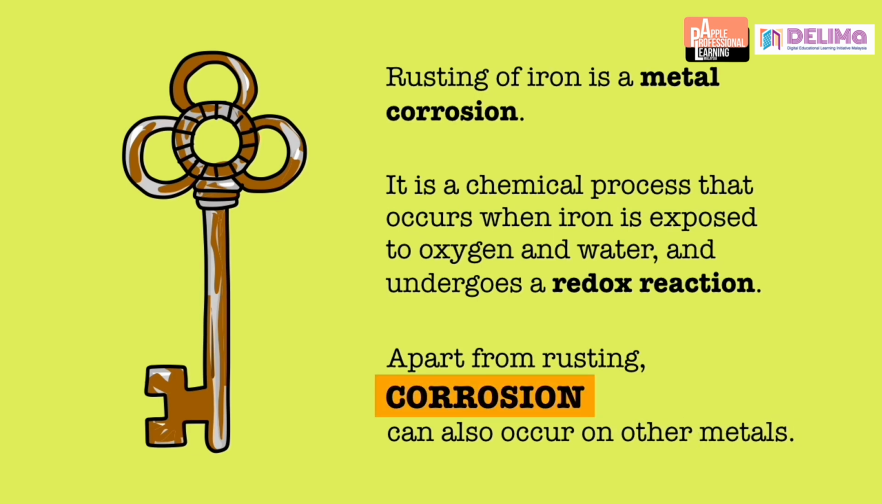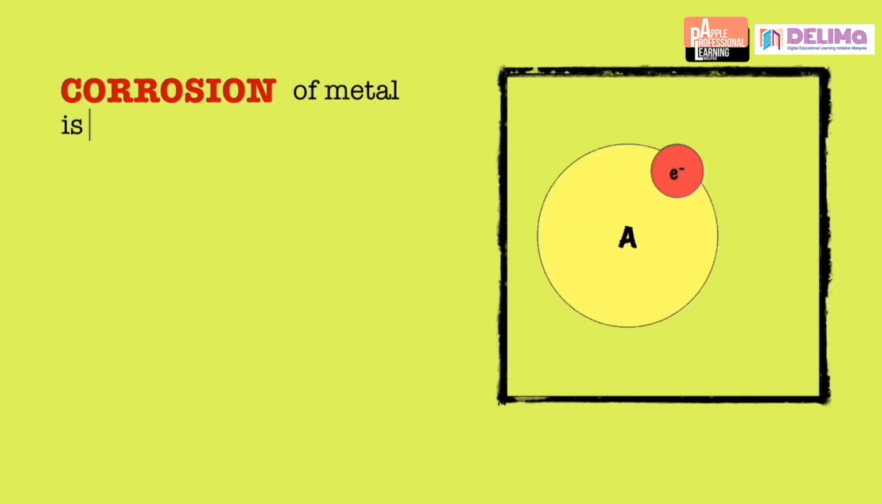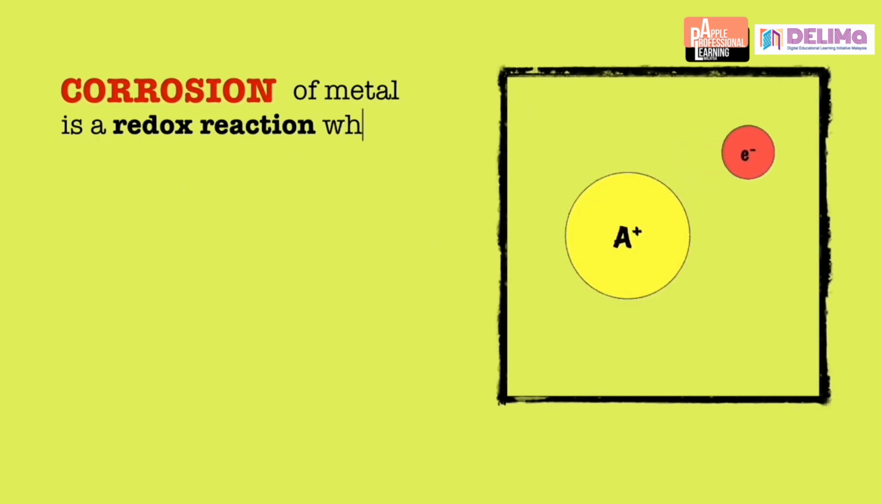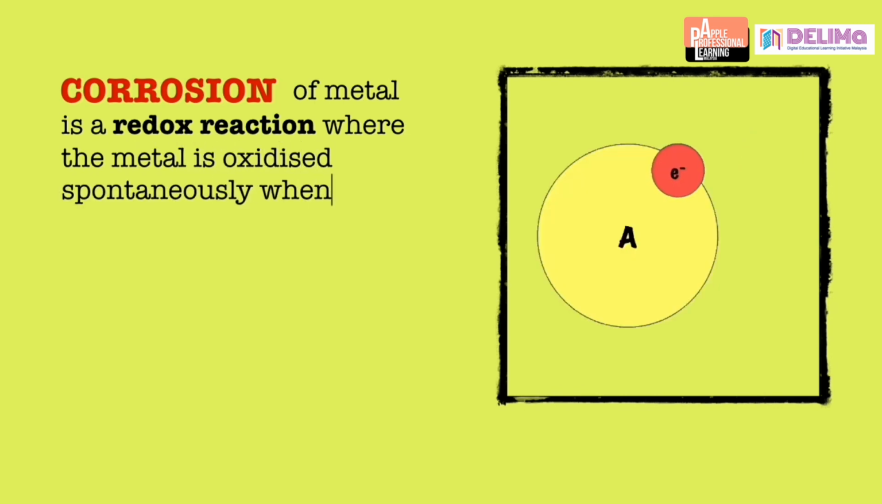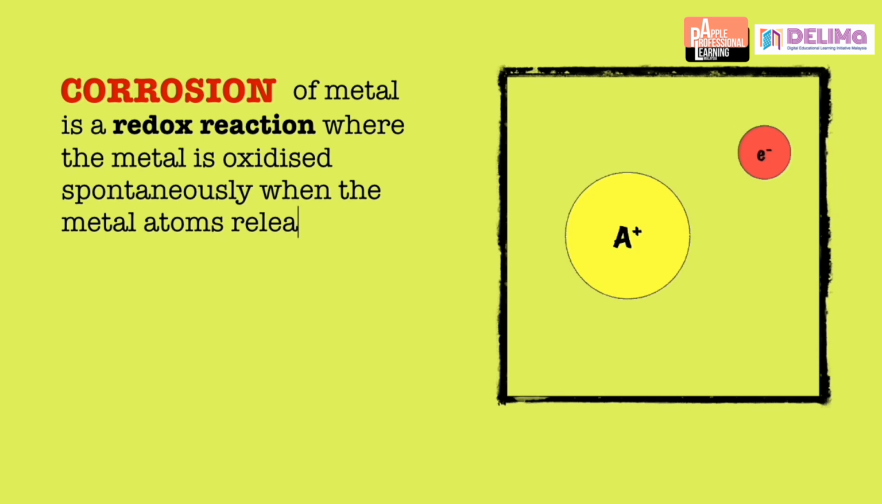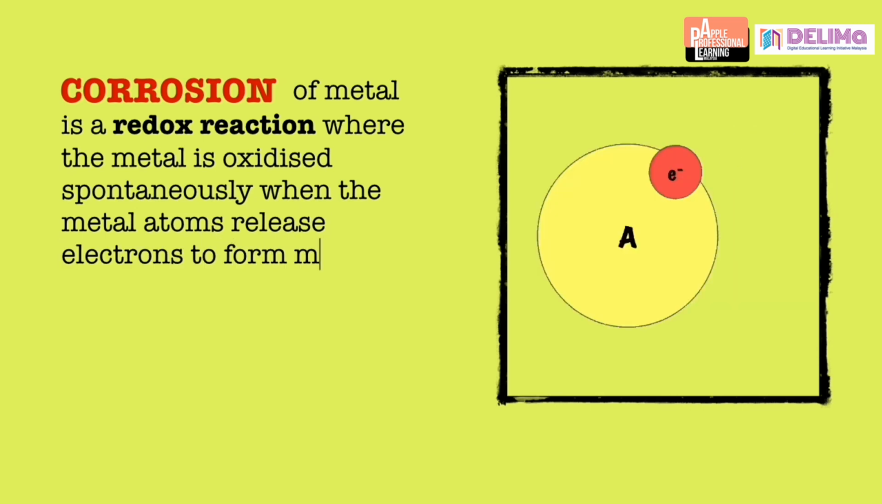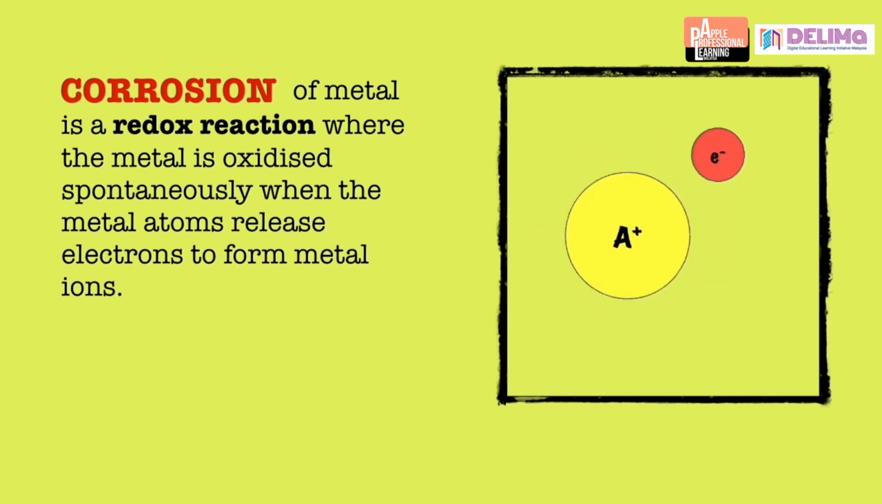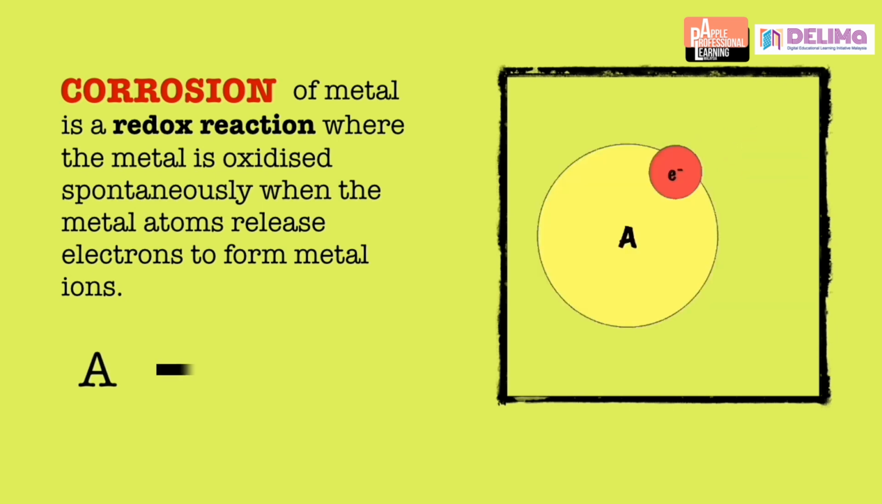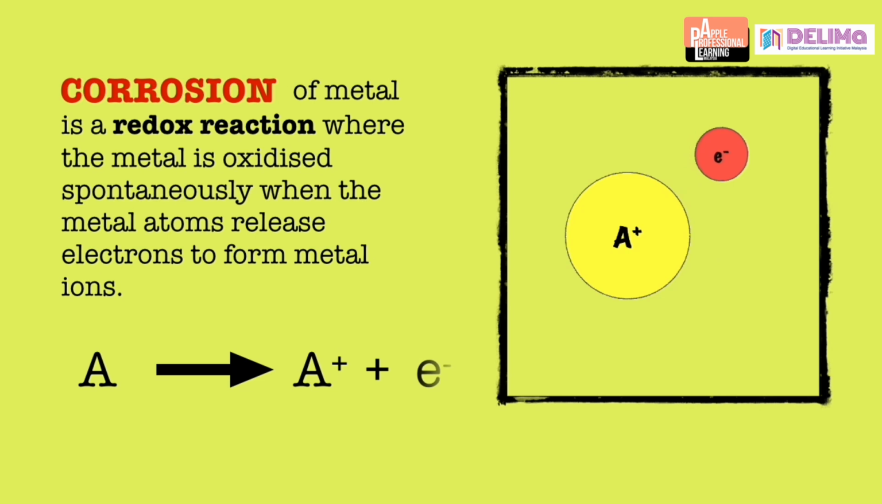What is corrosion? Corrosion of metal is a redox reaction where the metal is oxidized spontaneously when the metal atoms release electrons to form metal ions. It can be represented by this half equation. Atom A releases one electron to form a positive ion.